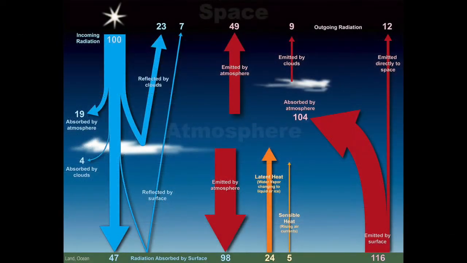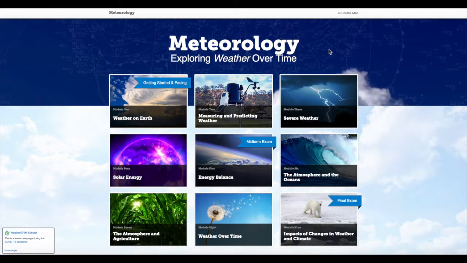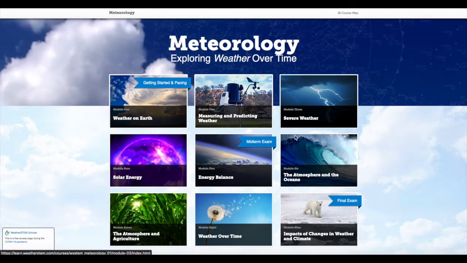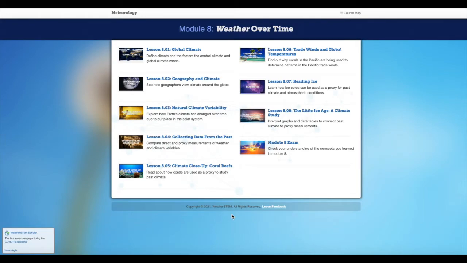The foundation for Earth's global climate system is the electromagnetic radiation from the Sun. This includes its reflection, absorption, storage, and redistribution among the atmosphere, ocean, and land systems, and the energy's radiation back into space. The WeatherSTEM meteorology course covers the fundamentals of meteorology and emphasizes the physical and chemical processes that control and drive Earth's weather and climate.